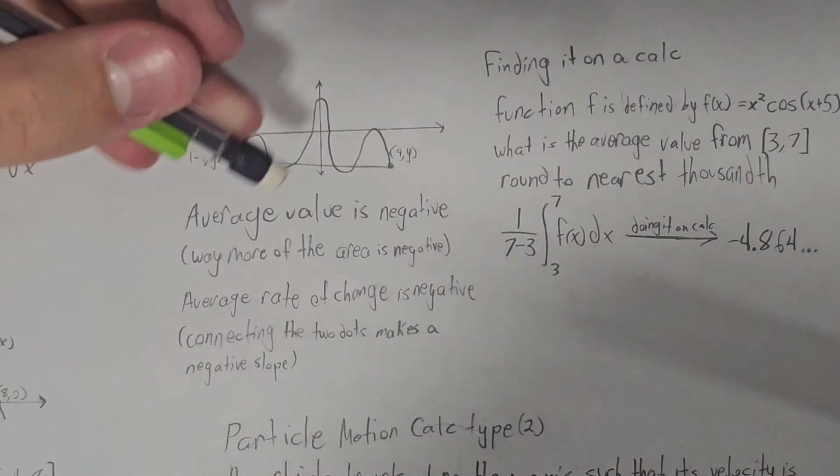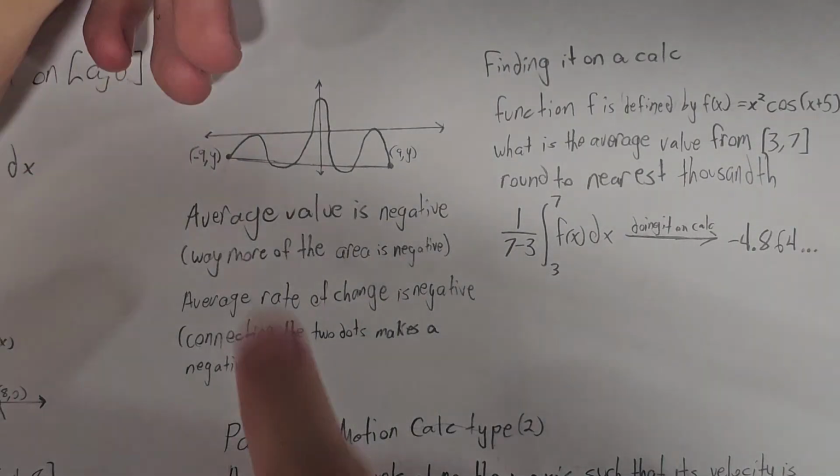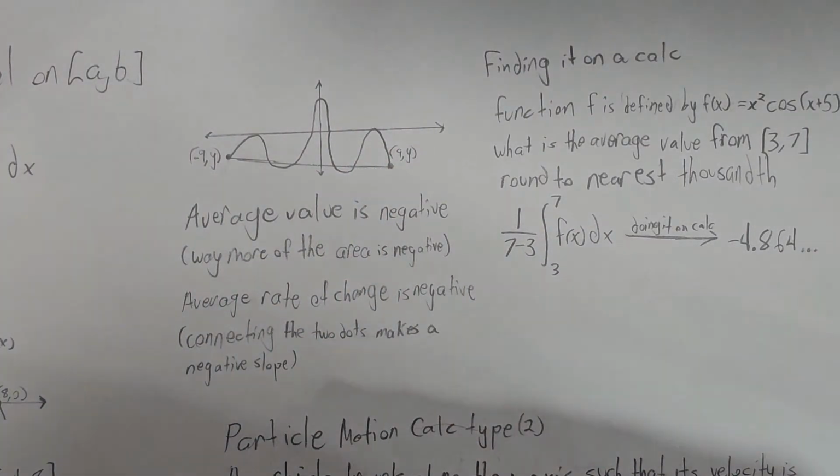The average rate of change is also negative because the way you find this is by just drawing a straight line from point a to point b, okay? And if that is going down, that's going to be negative. If it's going up, it's going to be positive.